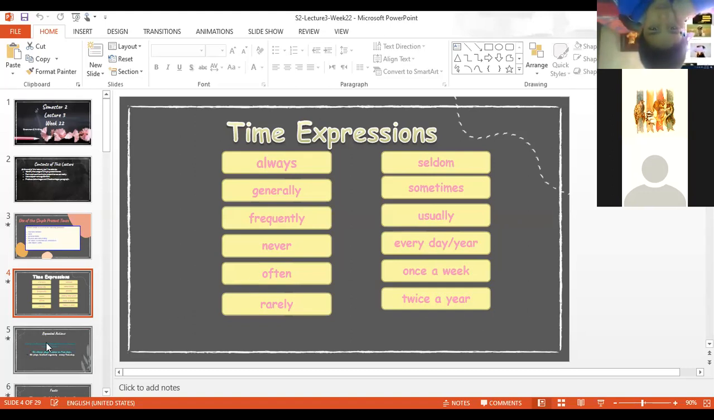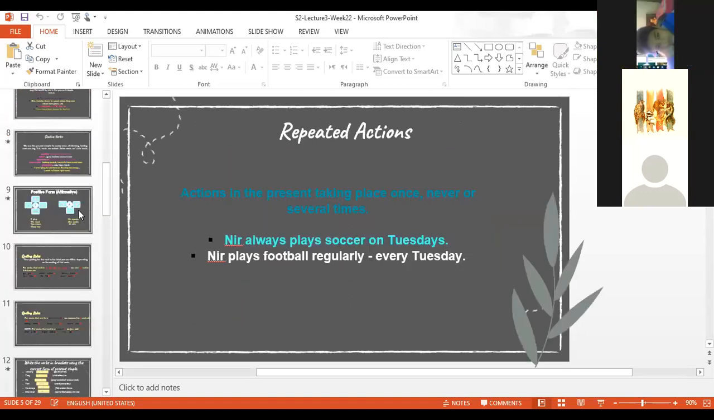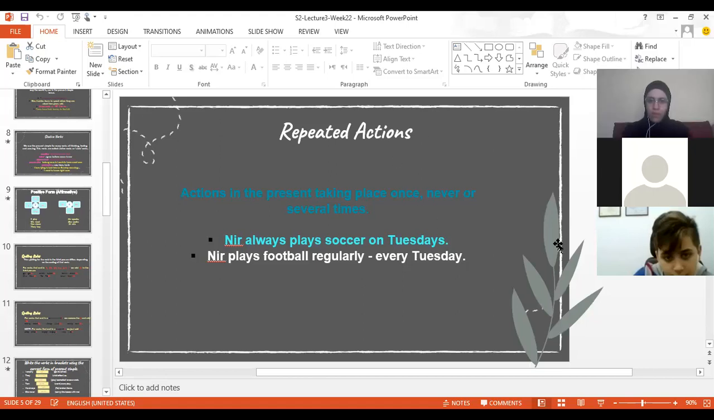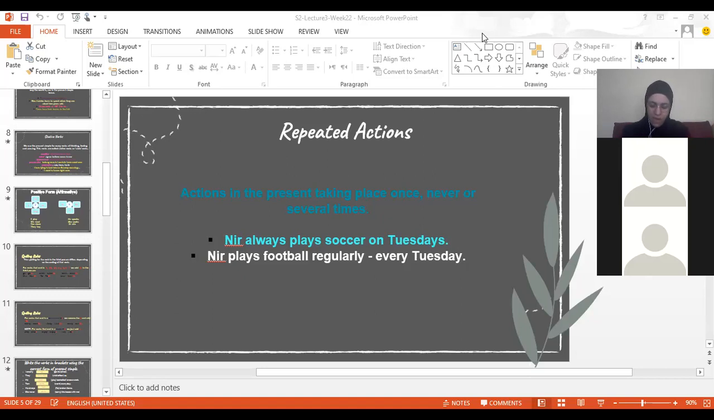So, how to form the verb? We talked about the formation of the verb in the simple present tense, the positive form. Who can remind me? Hassan, can you tell me how we form the verb in the simple present tense? How do we write the verb in the simple present tense?